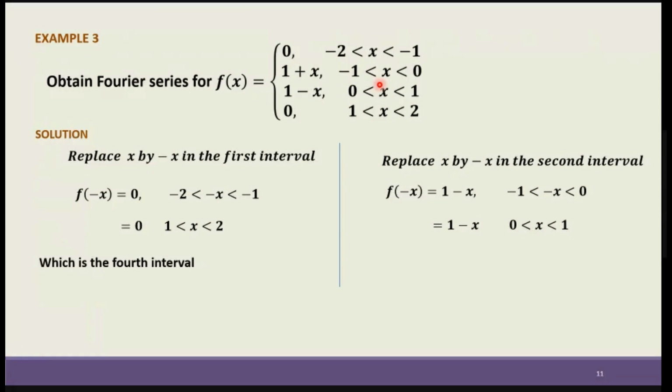So what is the value of L? What is the value of L? Or what is the length of the interval? Anyone you can say. What is the length of the interval? L is equal to 1. L is equal to 2. Okay.